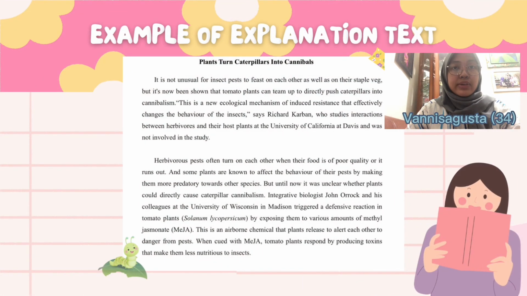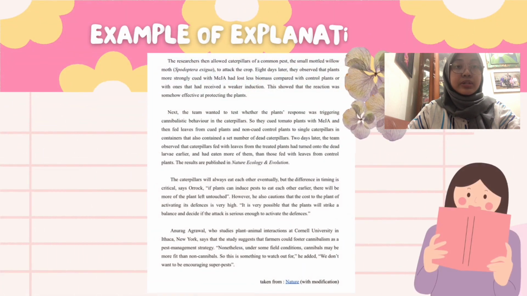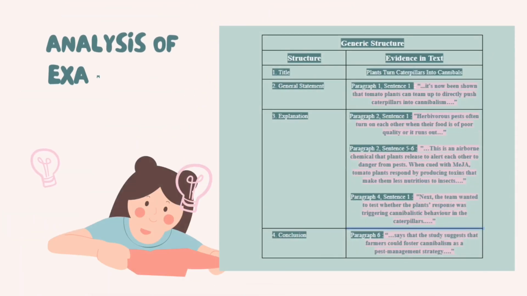Moving on to the example of explanation text, here is a text titled Plants Turn Caterpillars into Cannibals. In this text, the author explained how some plants could make caterpillars eat each other by producing toxins that made the quality of food bad for the caterpillars and make them eat their own kind to fulfill their hunger.